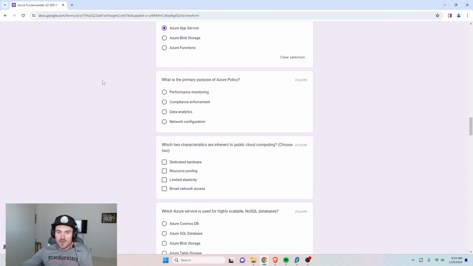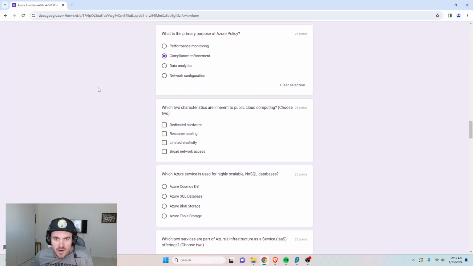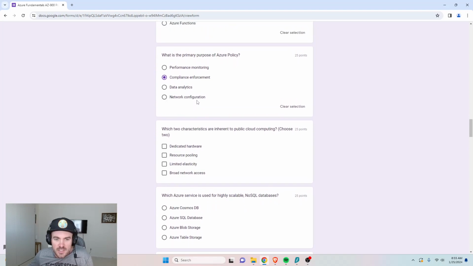What is the primary purpose of Azure Policy? All right, performance monitoring. Nope, that's going to be Monitor. Compliance enforcement. That definitely sounds right. That's actually specifically what Policy is for. Data analytics, not so much. I mean, analytics and policy definitely don't really mesh together. And the network configuration, also not part of Policy, right? It can't actually configure things for you. It just tracks if things are compliant, and then you can be notified if they are not.